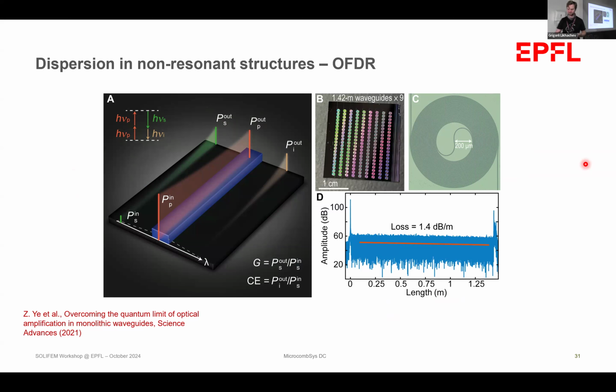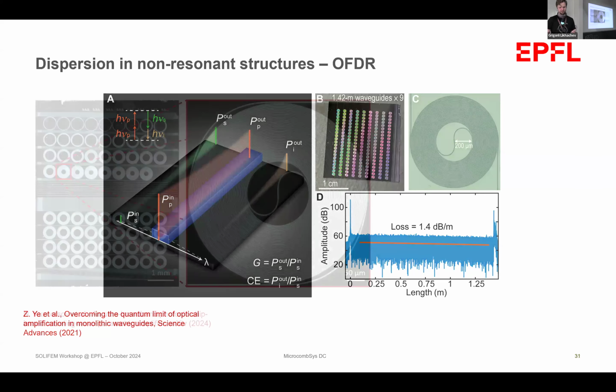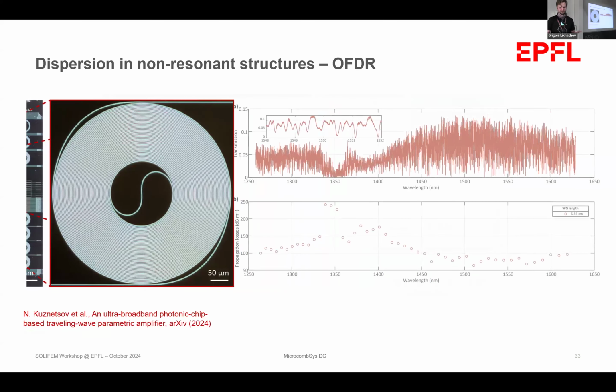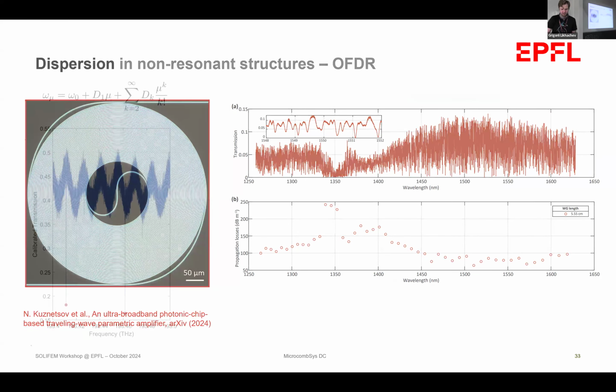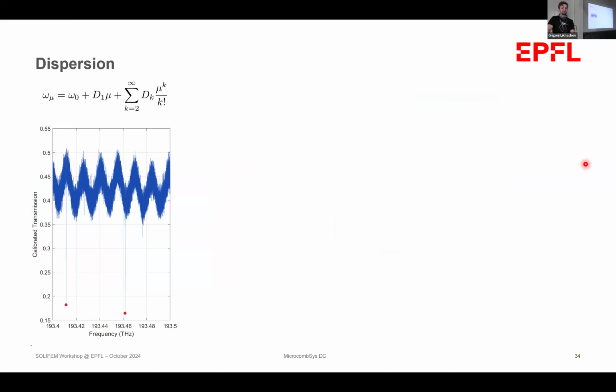So this is how we can analyze losses, but at the same time, due to the dispersion, the reflections from chip facets will move a little bit, changing the distance. So that's how we can analyze losses and dispersion in long structures like spiral waveguides, but not the cavities. And yeah, just an example of how the data can look, but that's just a side note for you to know. And going back to cavities.